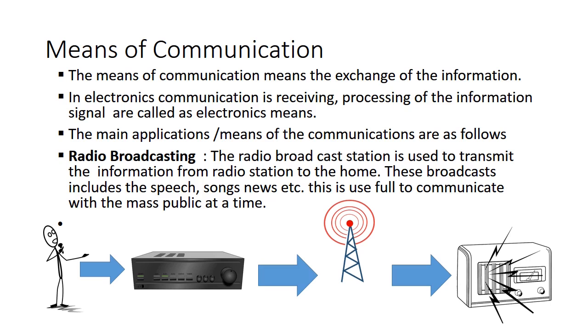The first application is radio broadcasting. The radio broadcast station is used to transmit the information from the radio station to the home. These broadcasts include speeches, songs, news, etc. This is used to communicate with the mass public. Even these radio stations are used for entertainment purposes, educational purposes, or for public awareness.